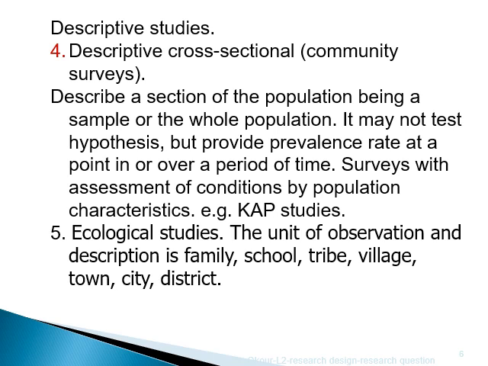Descriptive cross-sectional community surveys. These types of studies describe a section of population with the purpose of providing prevalence rate at a point of time, with assessment of conditions by population character. For example, when we do the KAP studies, knowledge, attitude, practice studies. Ecological studies: the unit of observation and description is family, school, tribe, village, town, and so on.